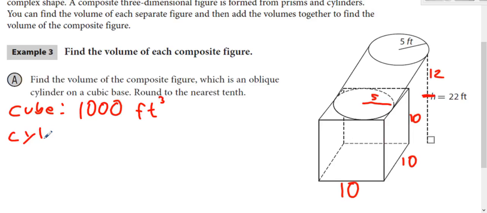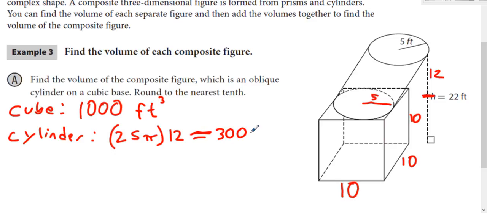And then we have the cylinder, where the volume is the area of the base times the height. So the base is a circle. Area of a circle is pi r squared. So 5 squared is 25, times the height, which is 12. So that's 300 pi, which is about 942 cubic feet.